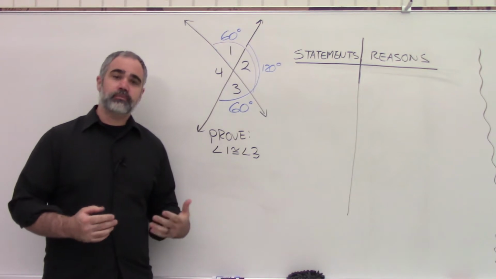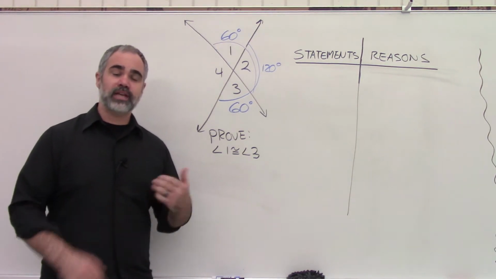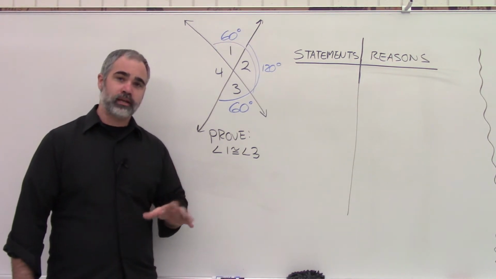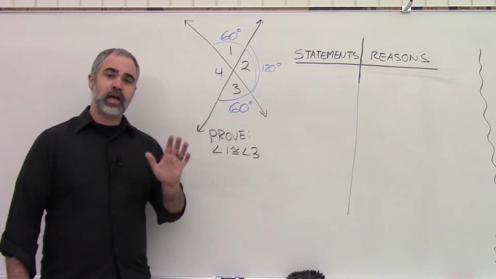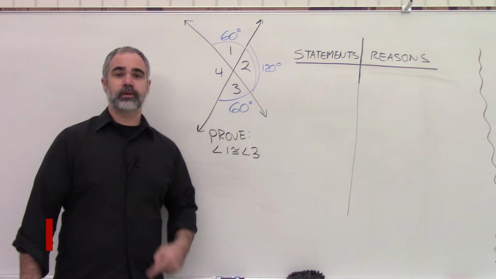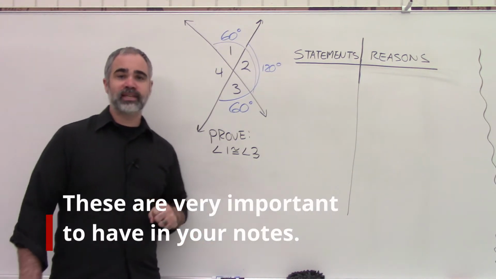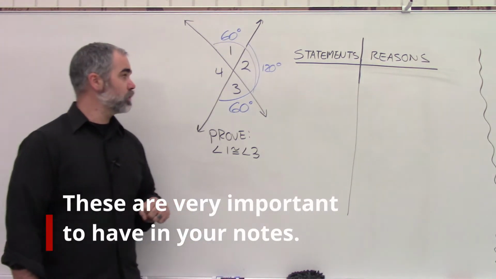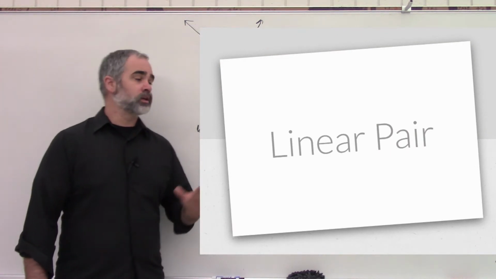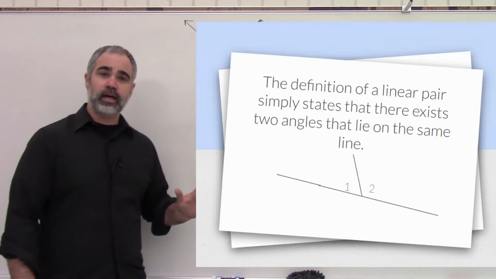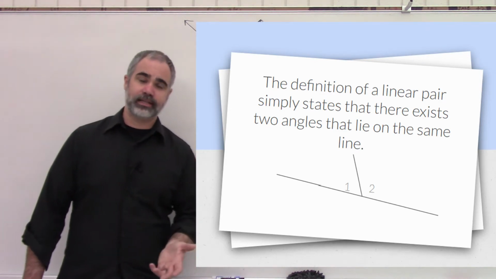Before we get started, I'm going to show you a slide that shows you the types of things that you should be remembering in order to solve a proof of this type. If you have all of these already in your head, feel free to fast forward. Otherwise, you should probably get these in your notes. The first one is the definition of a linear pair. It just means that there's two angles that are on the same line.